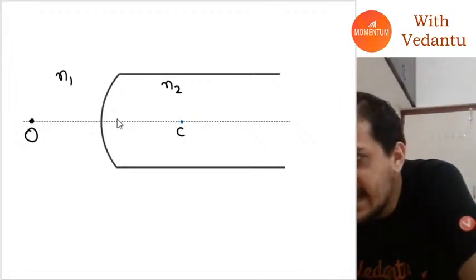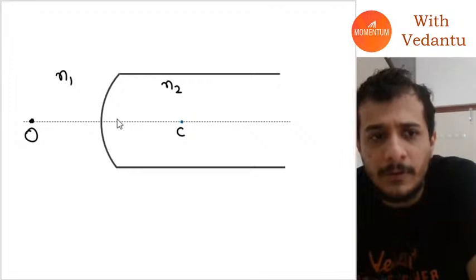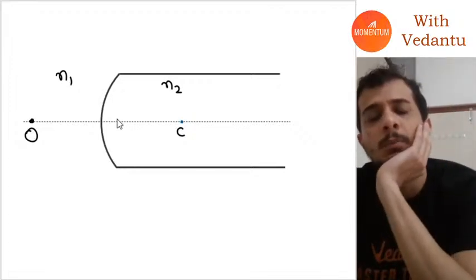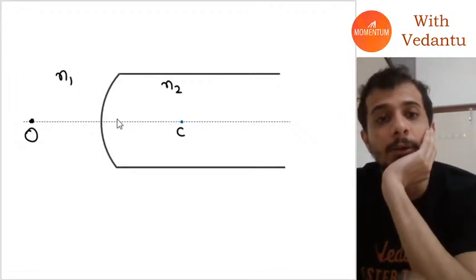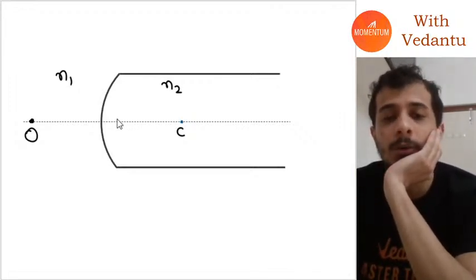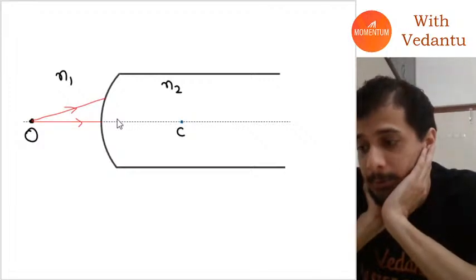So guys, in general, whenever we want to find out the image, what do we do? We take out two incident rays from the object. How many? Two. So we take out two incident rays from the object.